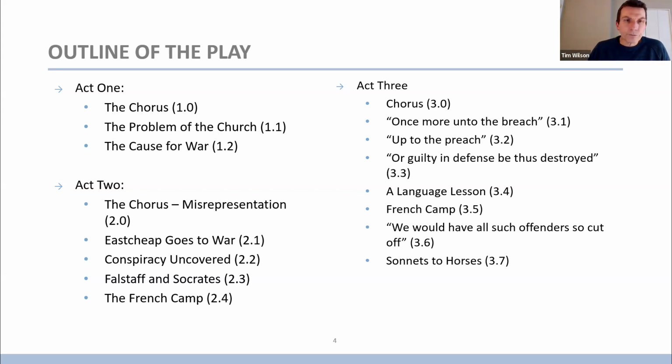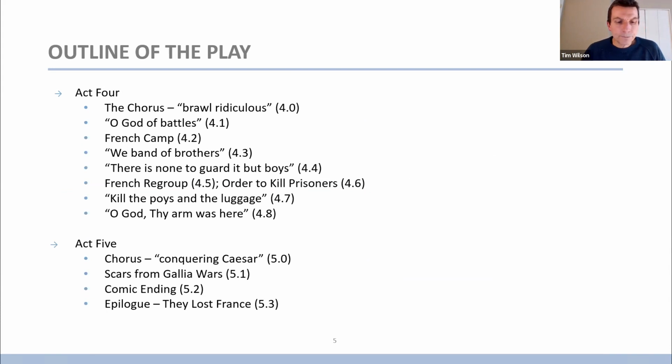Then the prologue to Act 4, the chorus here is talking about how Henry V, the night before the battle, is walking through the troops, lifting up the spirits of the troops, and again points out the problem of trying to represent war on a small stage with only 4 or 5 swords and in a brawl, ridiculous, quote unquote.